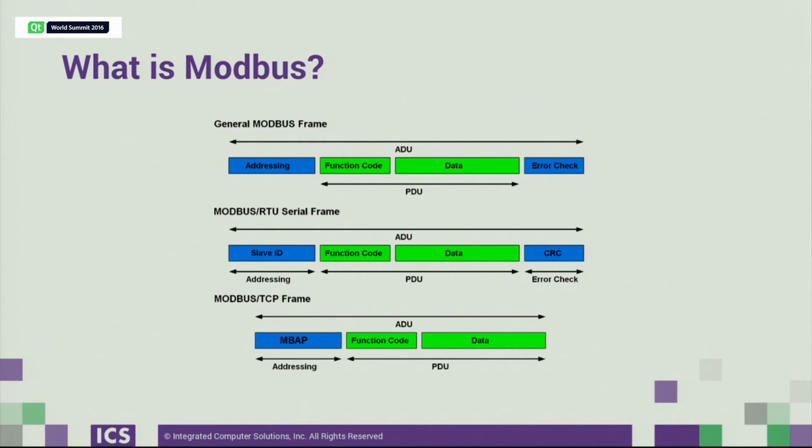So this is typically done over either serial ports, which can be things like RS-232 or some of the other variants like RS-422 and 485, or it can be done over Ethernet, typically using TCP port 502.